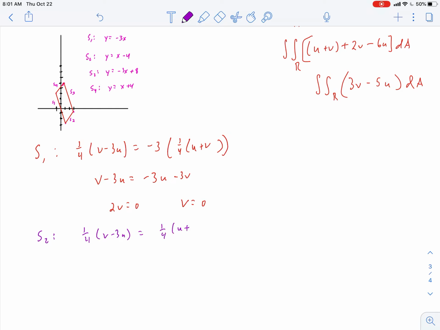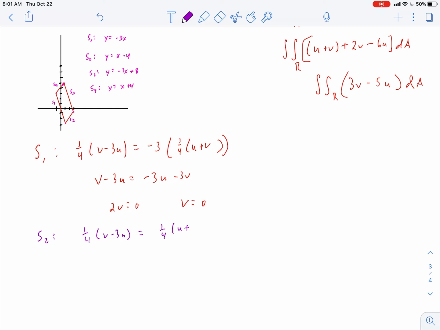I can bring the u over. And so I have -4u = -16. And then divide both sides by -4. And I'm going to get u = 4.